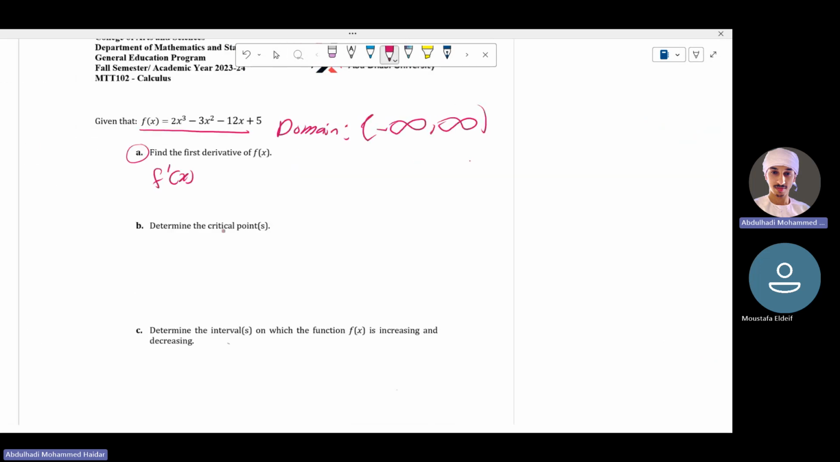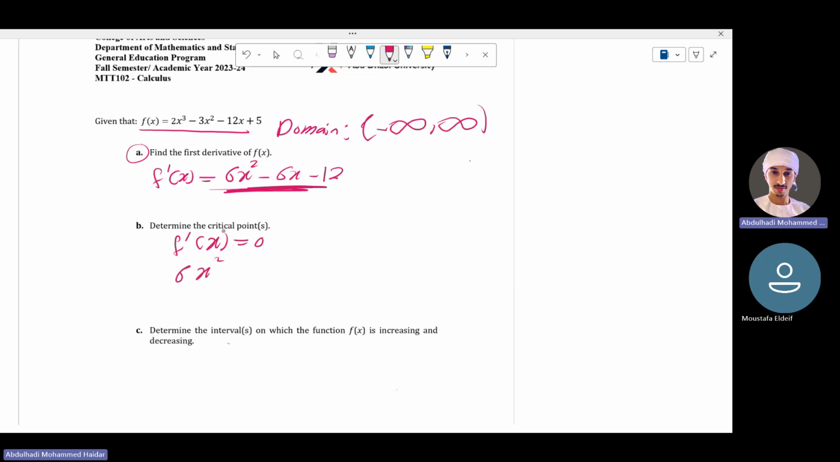So find the first derivative. It will be 6x squared minus 6x minus 12, okay? Like this one. The second part is to determine the critical points. How? After you find the first derivative, you are going to solve it. Like what? Like you are doing like this: F prime of x equal to 0.